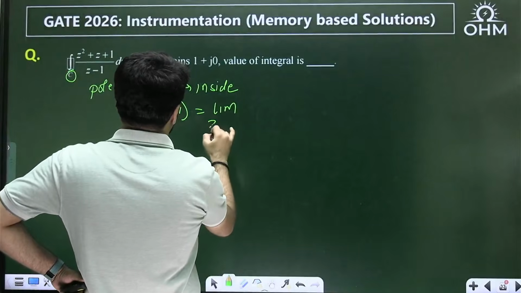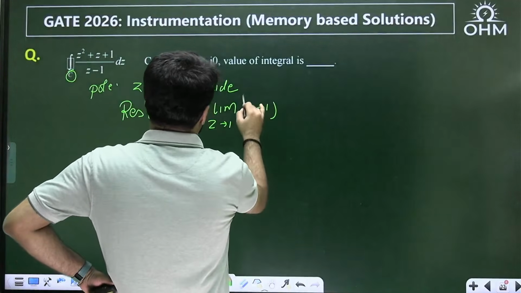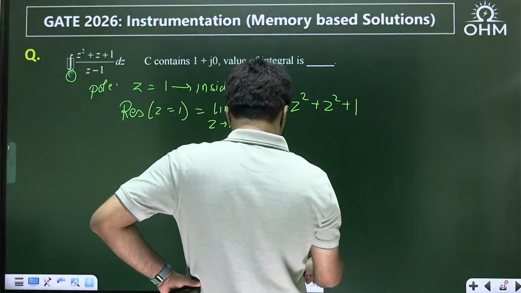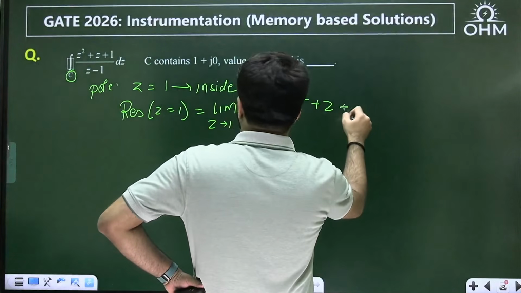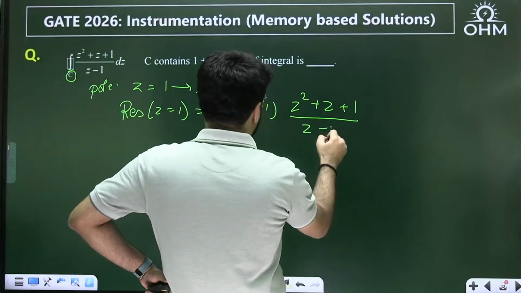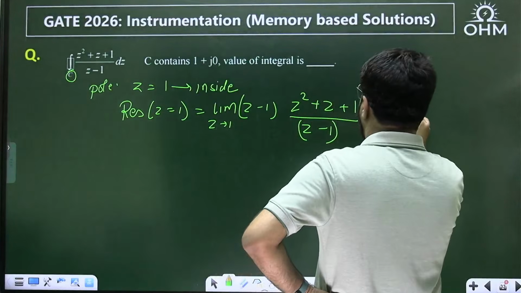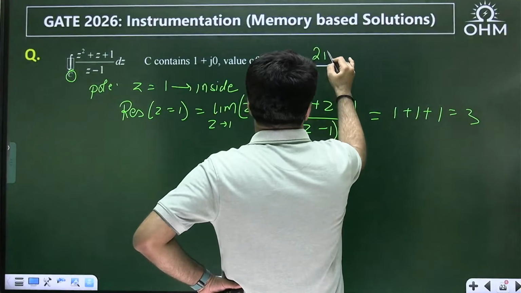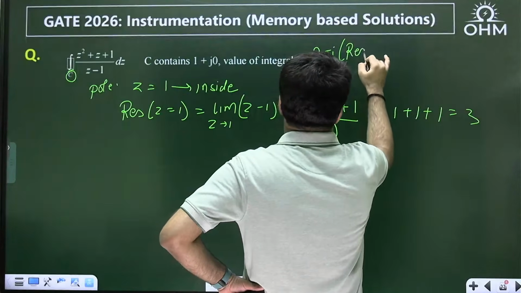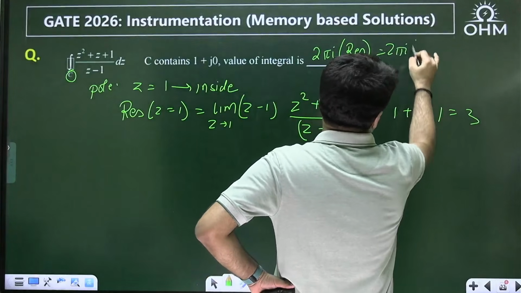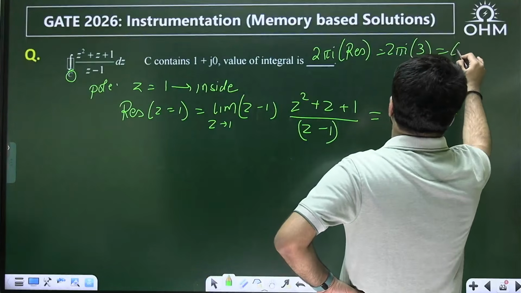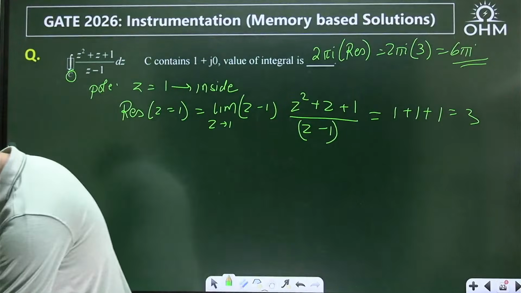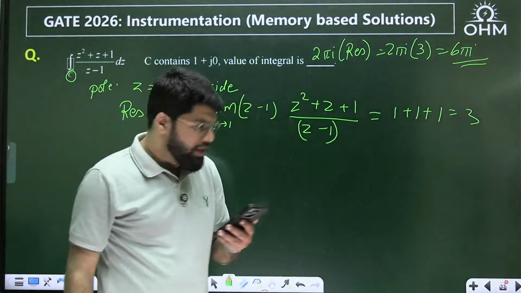It is a simple pole of first order, limit Z tending to 1, Z minus 1 into F(z). What is F(z)? Z square plus Z plus 1 upon Z minus 1. So Z minus 1 cancelled. 1 plus 1 plus 1, the residue is 3. The value of the integral is given by 2 pi I into the residue, 2 pi I into 3. So the answer is 6 pi I. It should not be NAT, dear, otherwise some divide by 2i type of thing should be there. Okay, 6 pi I is the correct answer.